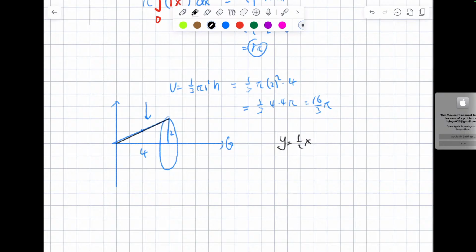Did anybody get the same answer or no? According to the volume there, I got 2 squared, so it'd be 16 pi over 3. 14 pi over 3? I got 16 over 3. Huh? I got 16 over 3.